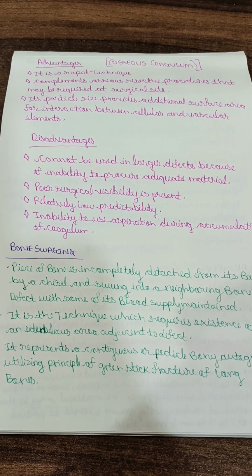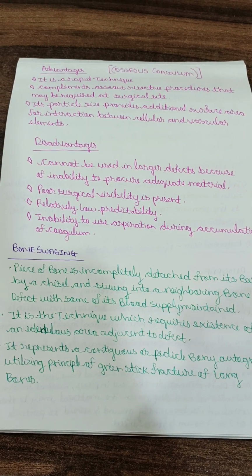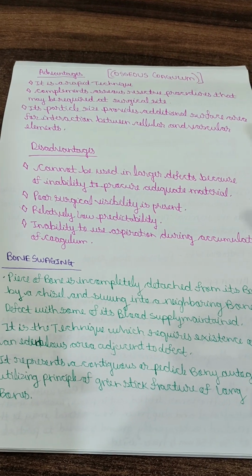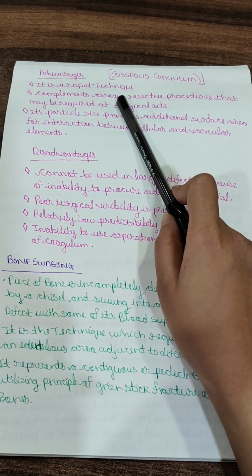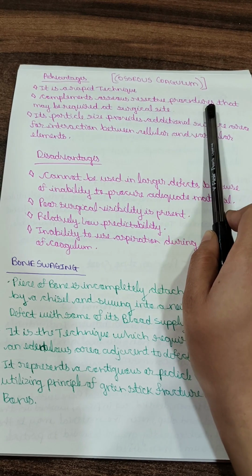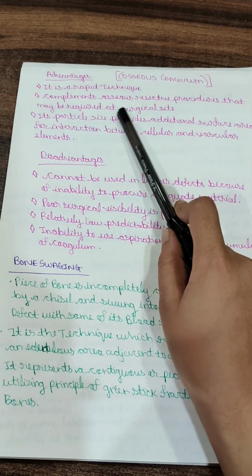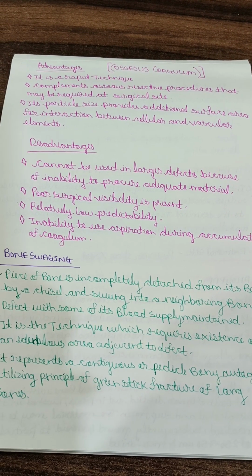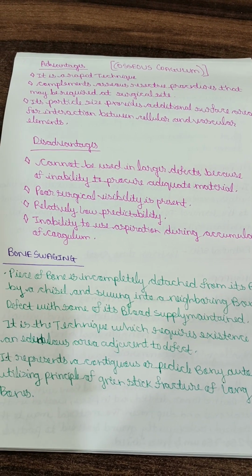Now, let's talk about the advantages and the disadvantages of the osseous coagulum. What are the advantages? Advantages include that it is a rapid technique. It complements the osseous resective procedures that may be required at the surgical site. Its particle size provides additional surface area for the interaction between the cellular and vascular elements.